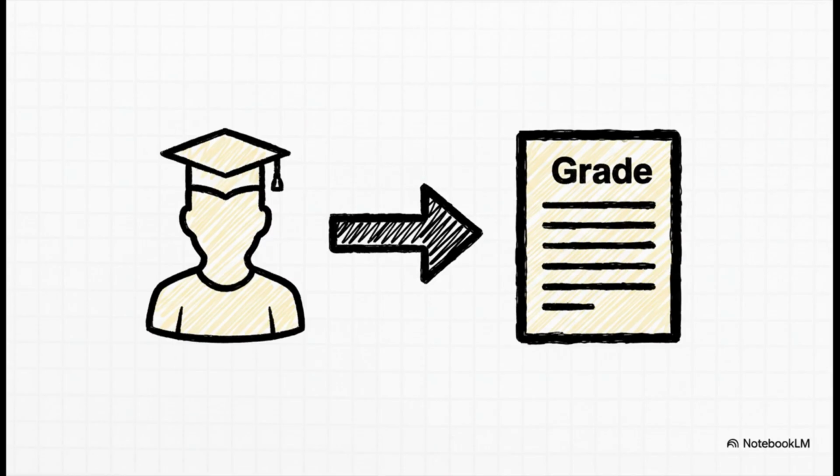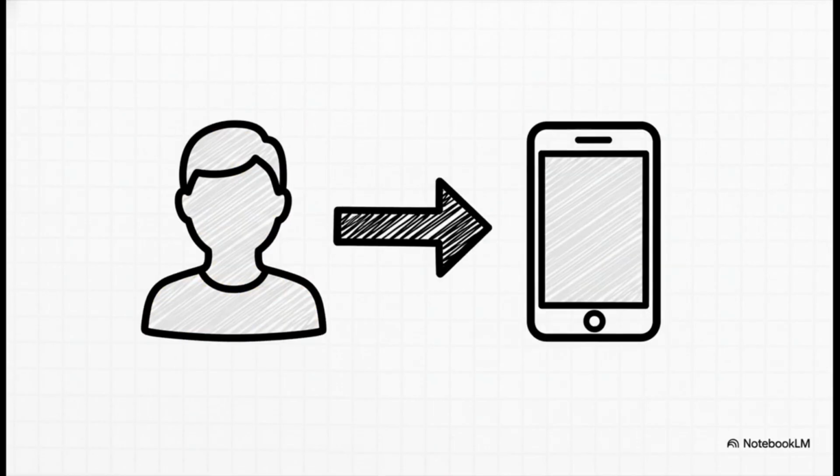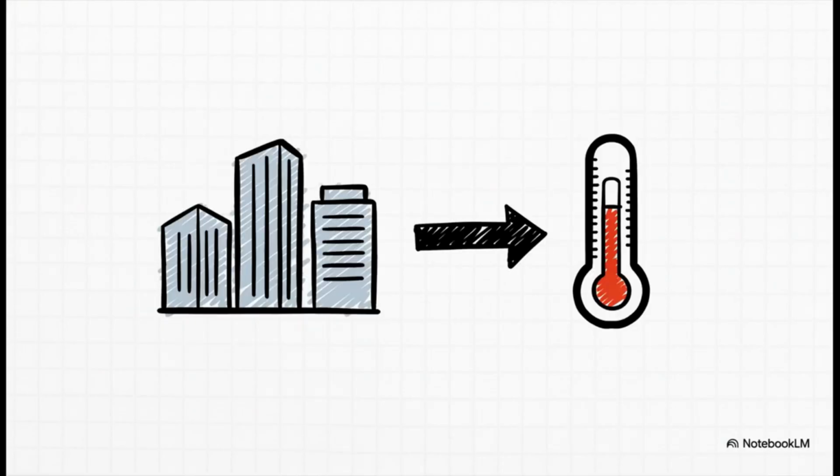Simple enough. Okay, how about this one? A person and their phone number. It's really the exact same idea, isn't it? A specific person is linked or paired with a specific string of numbers. And for our last one, just picture the link between a city and its temperature at any given moment. So in all three of these examples, we're just looking at a really clear, distinct connection between two pieces of info.